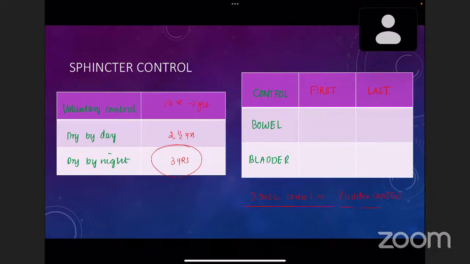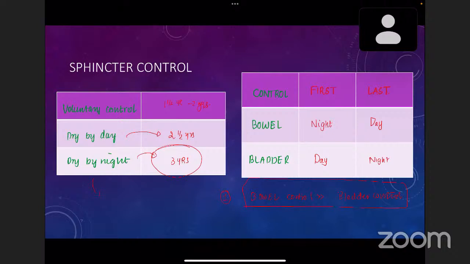This is the first thing, the first funda in sphincter control. The child will control his bowel activity, then only bladder activity. In bowel activity, the child will control the night first. The last to be acquired in bowel control will be the day. But in bladder, it will be the day first, dry by day. As you see, dry by 2.5 years. By night, it takes by 3 years.